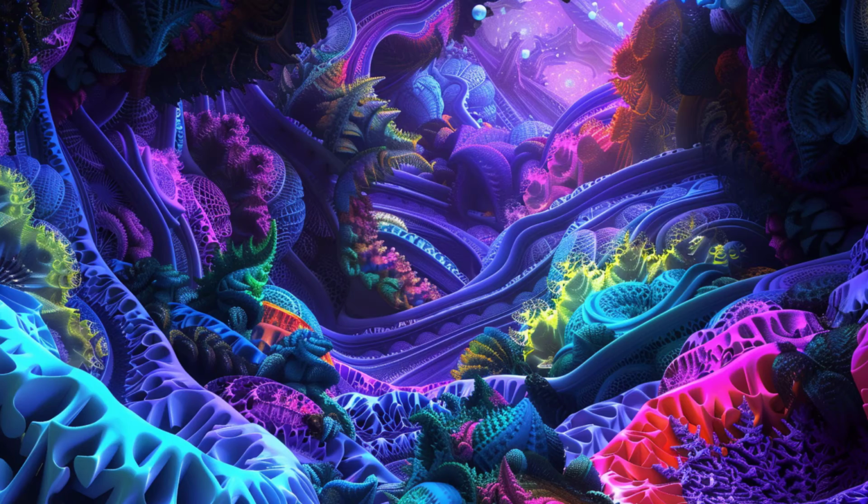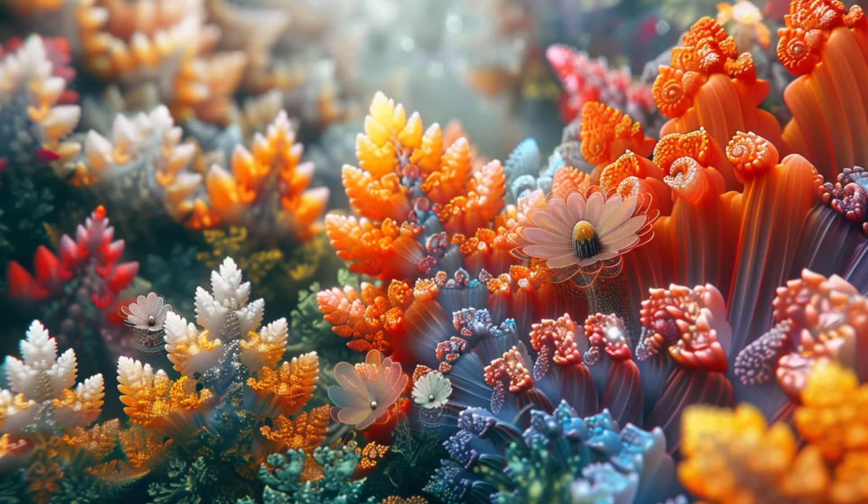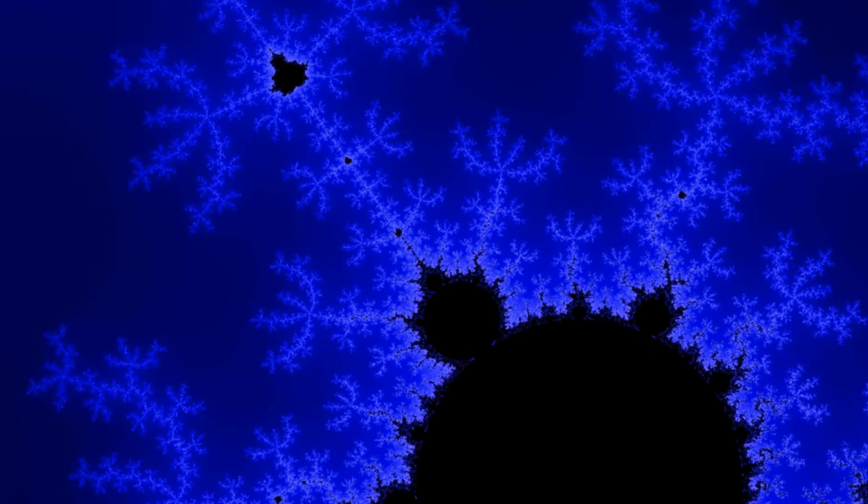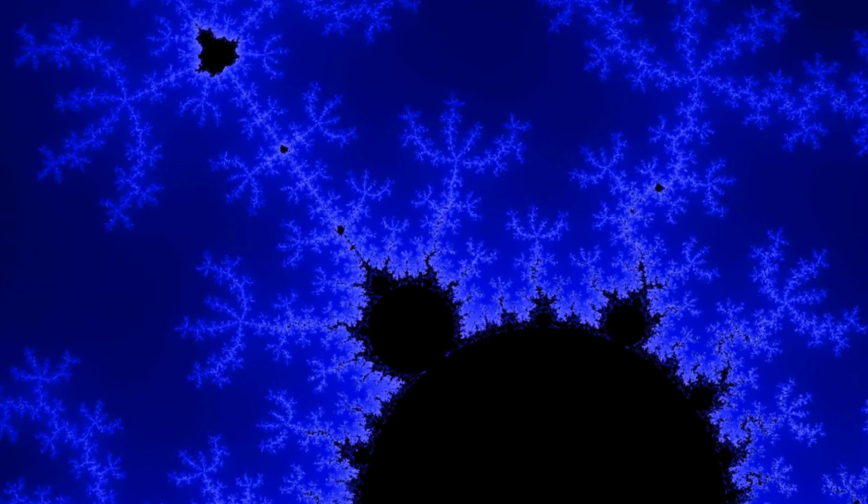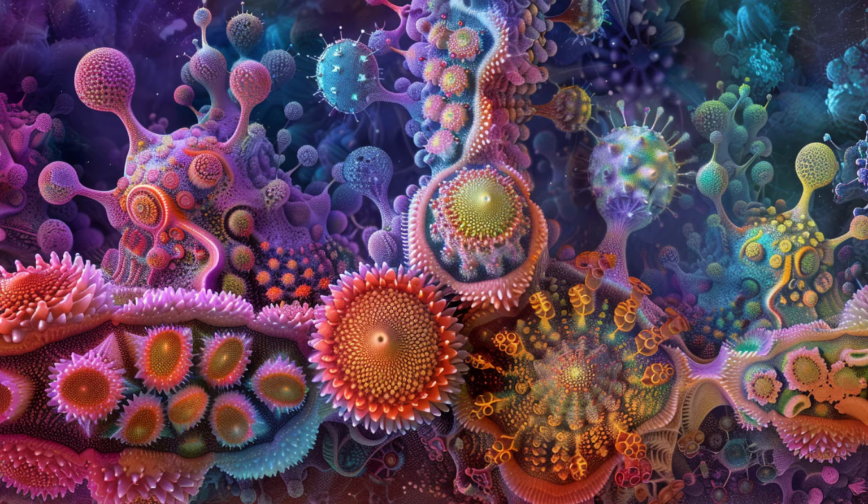But here's the fascinating part. Fractals are not confined to the realm of abstract mathematics. They are everywhere in nature, from the smallest microscopic structures to the sprawling patterns seen on a global scale. The properties of self-similarity and scale invariance in fractals are mirrored in the complexity of nature.